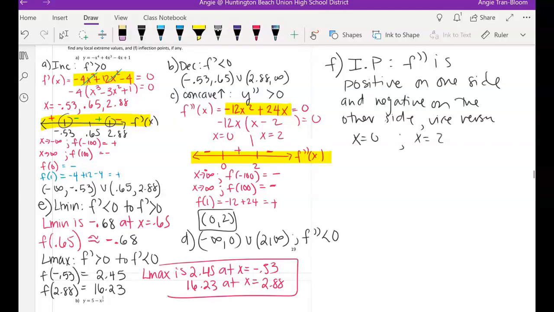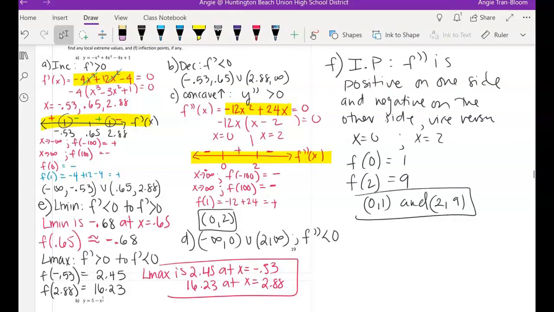Now I have to plug it back in. Ready? F of 0 just happened to be 1. F of 2 is going to come out to be 9. So those are your inflection points: (0, 1) and (2, 9). Okay.